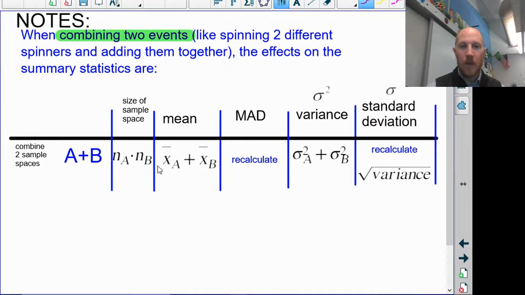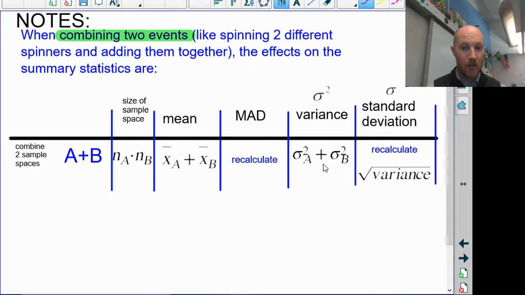It'll be much larger. To calculate the mean of that combined sample space, we can just take the mean of spinner A and the mean of spinner B and just add those two means together, which is much faster than recalculating the mean for the whole new sample space. Mean absolute deviation did not work when we tried to just add the mean absolute deviation of the two separate events. So we'll have to actually recalculate. If we need that answer, we'll have to create a larger calculation table for that combined sample space.